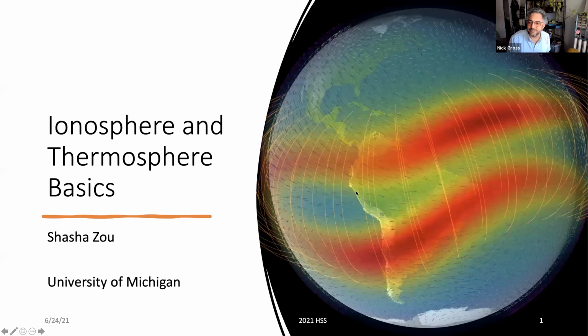Is Catherine? We're missing, looks like about 4. So I think we can get started. Great. Okay.